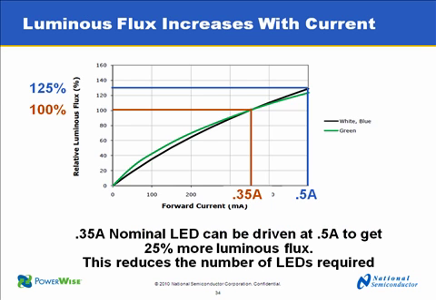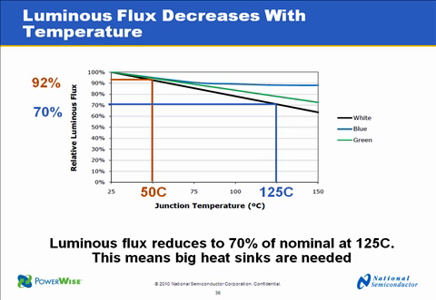To show you this, I've got a graph here which shows the relative luminous flux versus current going through an LED. This is an LED that's nominally rated for 0.35 amps, and so you see there on the graph that you've got 100% of the output of light. Now if you take this and drive it at half an amp, you can get up to 125% of your light output, and therefore for any given amount of light that you need, you could use fewer LEDs, which is a good thing.